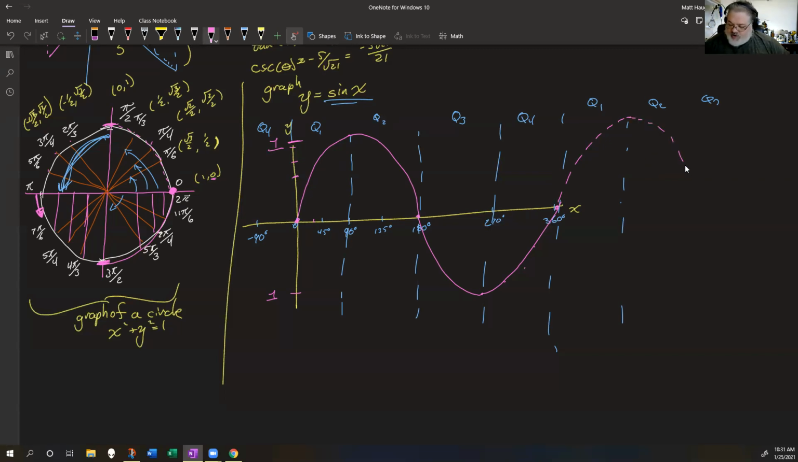Quadrant 2 is going to do what quadrant 2 did last time. Quadrant 3, quadrant 4. If we go back into quadrant 4 this way, it's going to do the same thing quadrant 4 did over here.